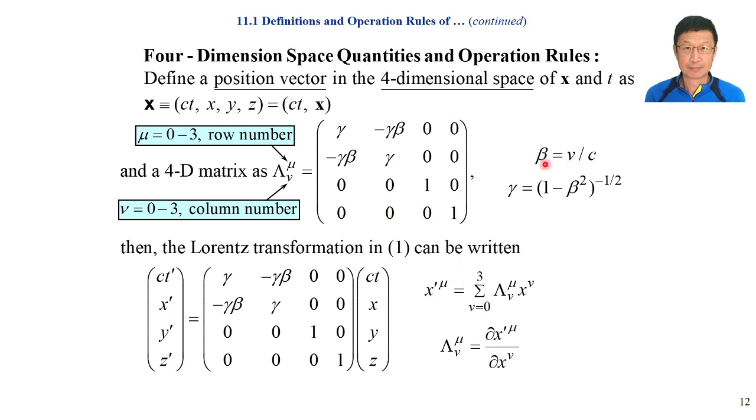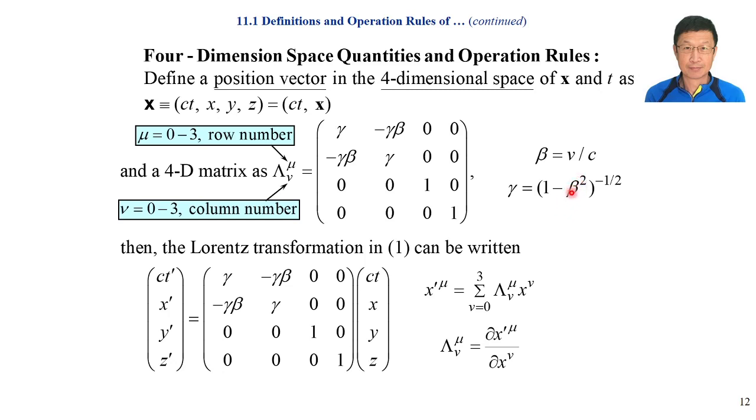And beta is v divided by c. Gamma equals 1 over the square root of 1 minus beta squared. This one is always greater than or equal to 1.